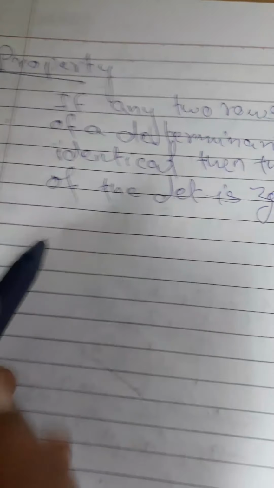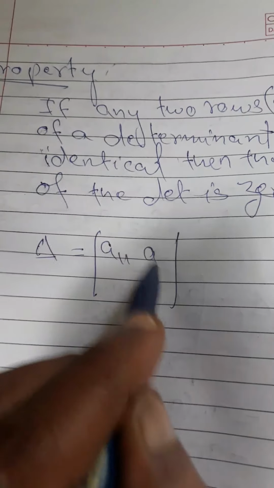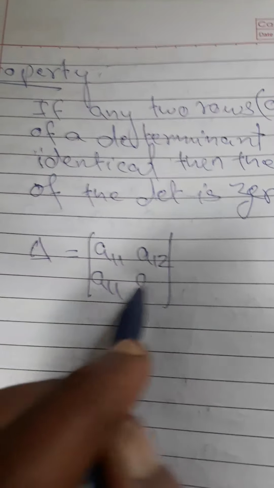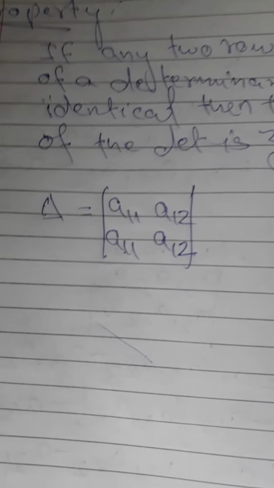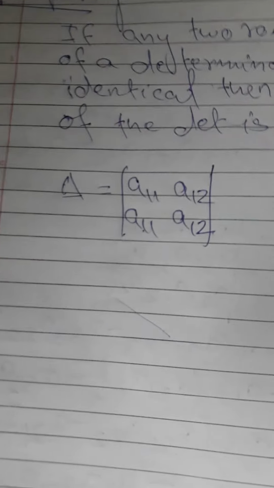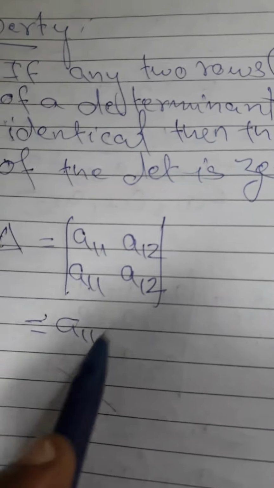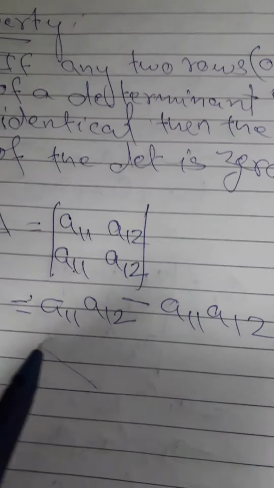Now we shall see for order 2, where I will take a11, a12, a11, a12. So rows R1 and R2 are identical. Rows being identical means the corresponding elements should be the same, right? So when I expand this, I will get a11 a12 minus a11 a12. So that is 0.